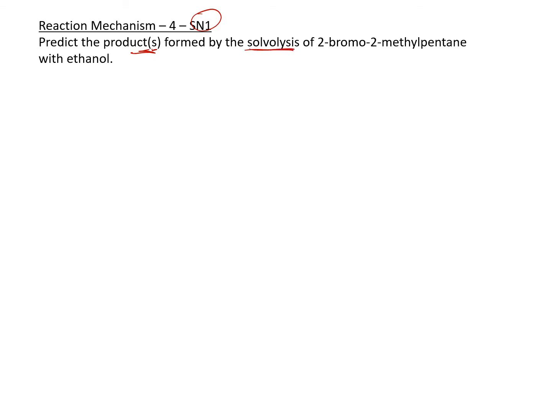And then the next thing we are told is solvolysis. Solvolysis means that the solvent is actually taking part in the reaction. And then 2-bromo-2-methylpentane, of course, that's going to be our substrate, that we have with ethanol. Ethanol is a very common solvent, which means that's the solvent I'm going to be using to do this reaction. You don't really clearly see any kind of nucleophile, and that's because this is an SN1 reaction. So the solvent is the nucleophile. Let me write that over here: the solvent is the nucleophile. That's how you work with solvolysis.